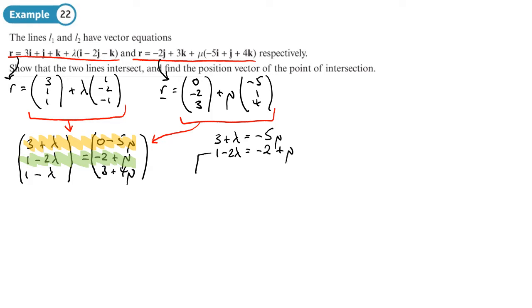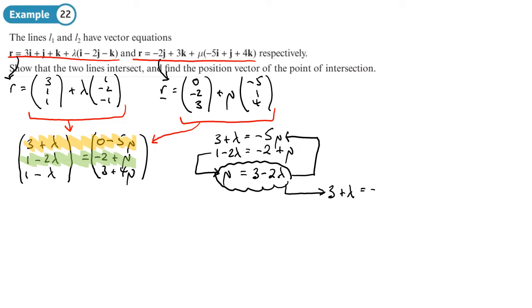Okay, now what I'm going to do, I'm going to make mu the subject of this second equation and substitute it into the first. So that will give me mu equals, so basically add 2 to both sides. So I'll get 3 minus 2 lambda. I'm now going to substitute that into this equation here. So if I do that, I'll get 3 plus lambda equals negative 5 mu, which is 3 minus 2 lambda. So 3 plus lambda equals negative 15 plus 10 lambda.